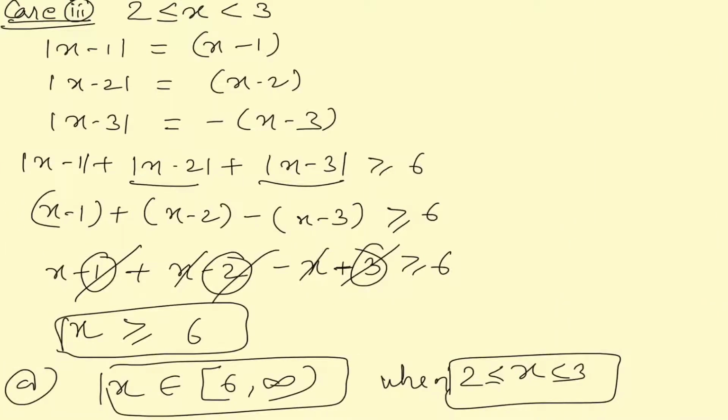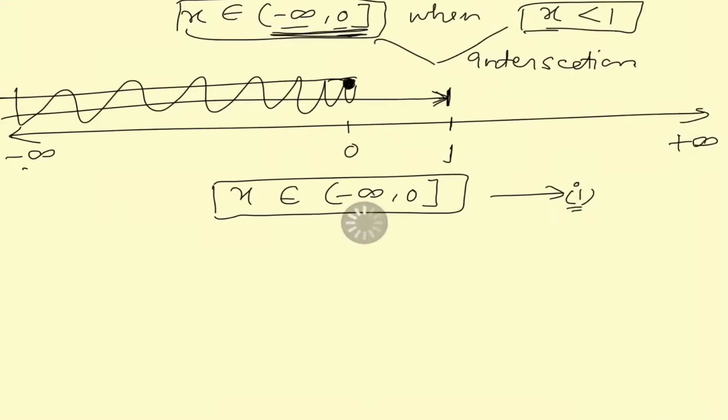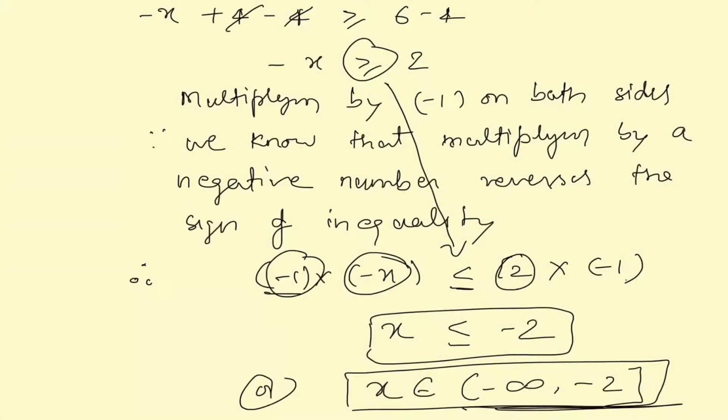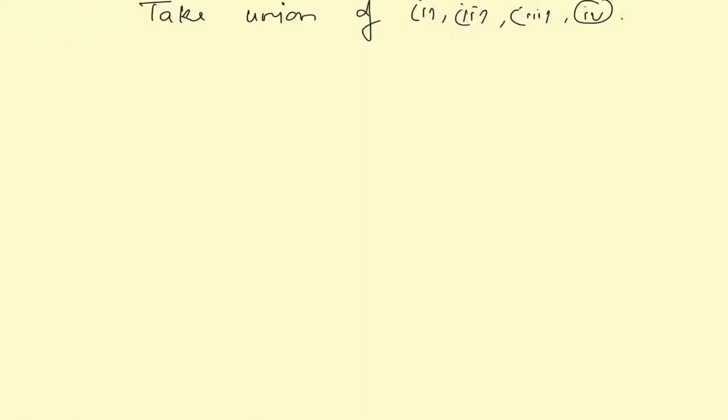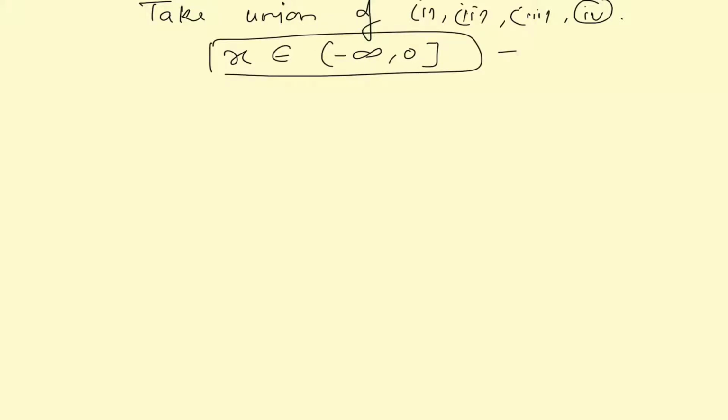Now we are going to take the union of all the answers, the union of the first, second, third and fourth. So what are the first, second, third and fourth? The first answer is minus infinity to 0, closed interval, that is x belongs to minus infinity to 0, closed interval.